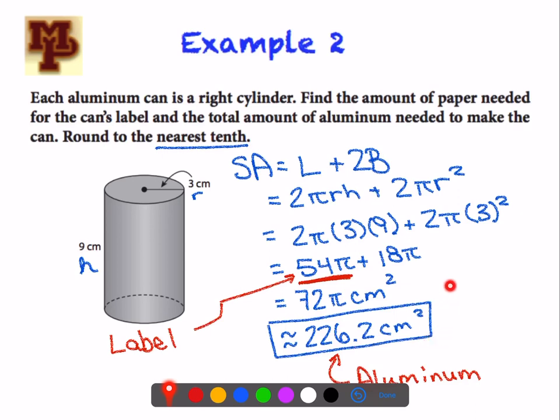Now, 54 pi was our label. We want to find out the amount for the label and the aluminum, my bad. So our label is 54 pi. Meanwhile, our aluminum is 72 pi centimeters squared, which is about 226.2 centimeters squared. As for 54 pi, it is about 169.6 centimeters squared. So again, we're in units squared this time. And this is our aluminum, this is our label.